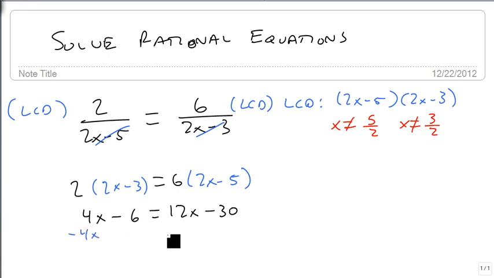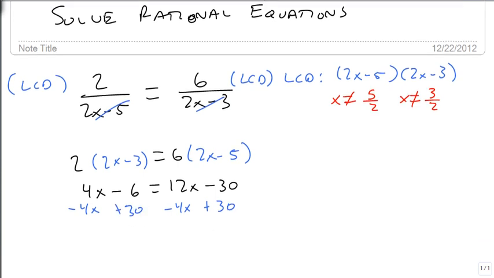Let's subtract 4x from both sides and add 30. And we get 24 equals 8x. Divide by 8. And we get x equals 3.